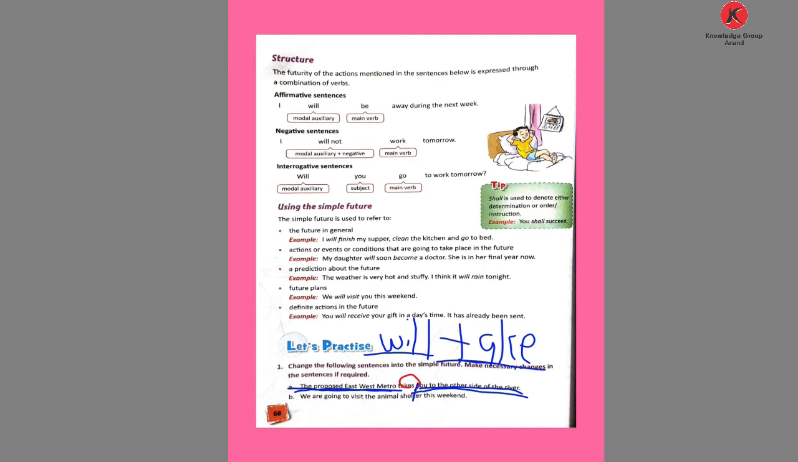Now the same here: We are going to visit the animal shelter this weekend, showing a future event. But here what is used? Are going to. We remove this are going to, and using what? We. Then what do we only use? Will. We will visit the animal shelter this weekend is the correct sentence.